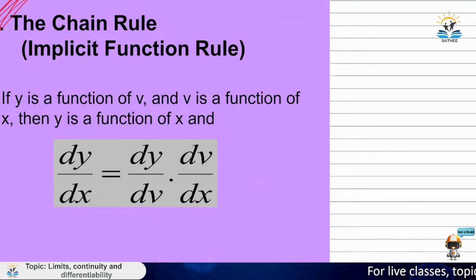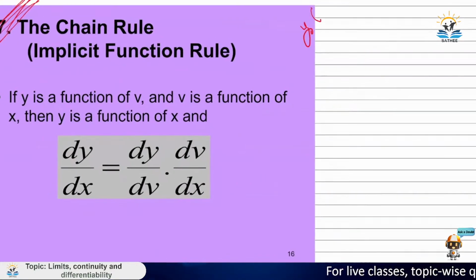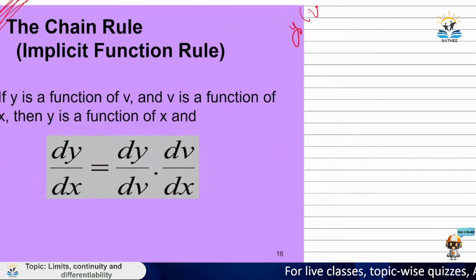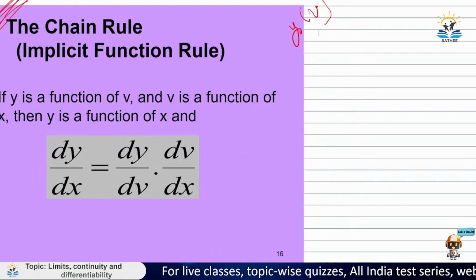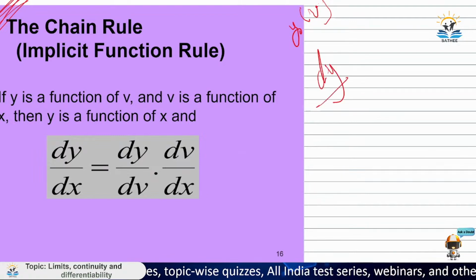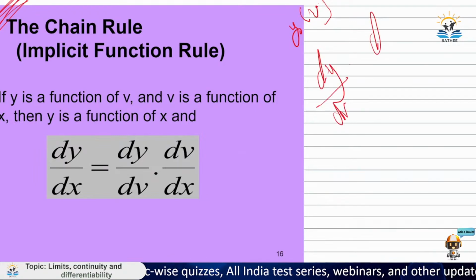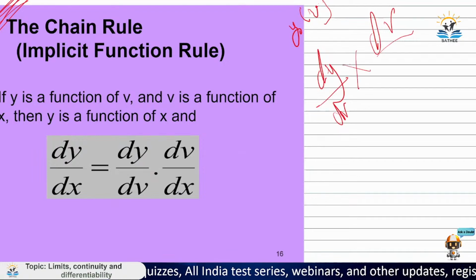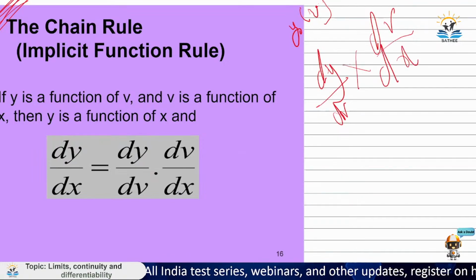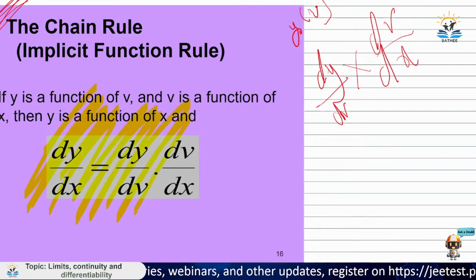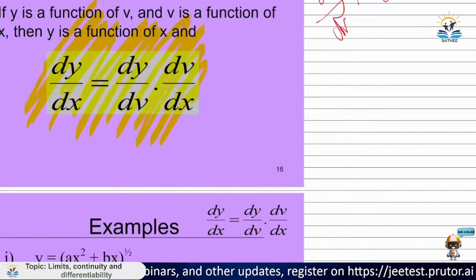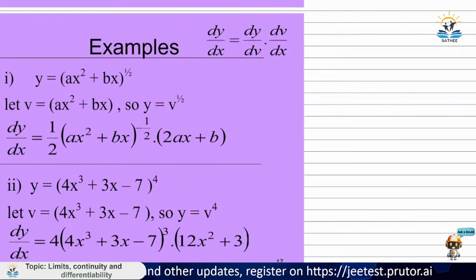So what we do here is, if y is a function of v and v is a function of x, and we have to derive the function of y with respect to x, we can derive the function of y with respect to v first, and then multiply by the derivative of v with respect to x, as the formula states here, right? This is a very important rule, and has a great many applications.